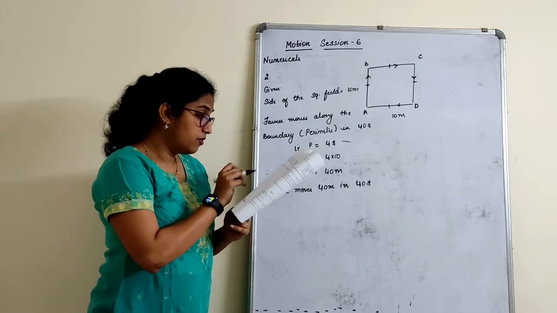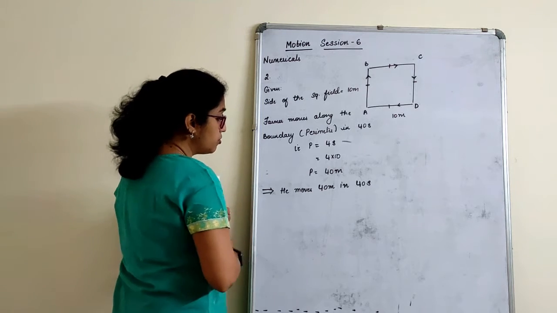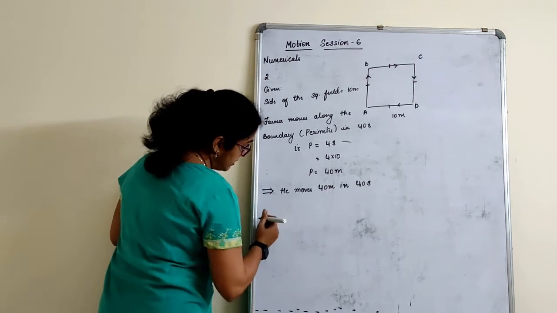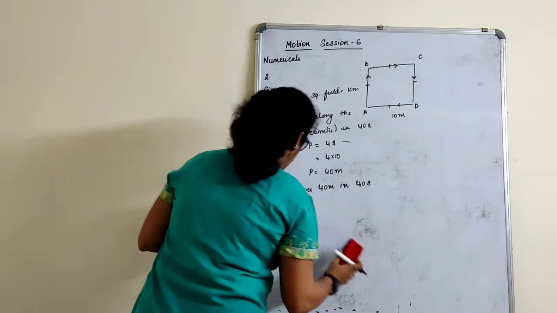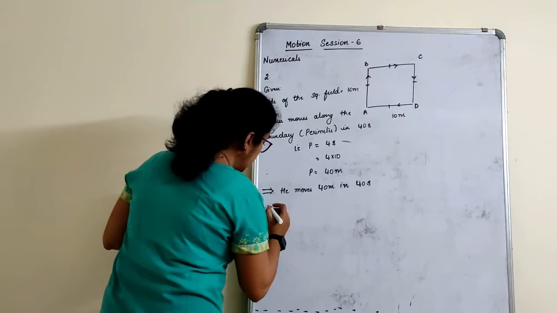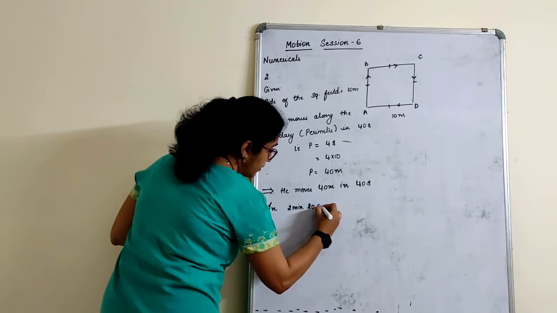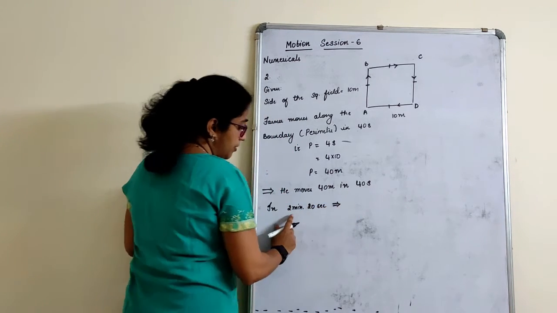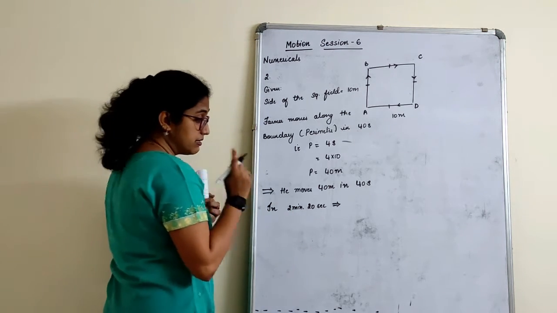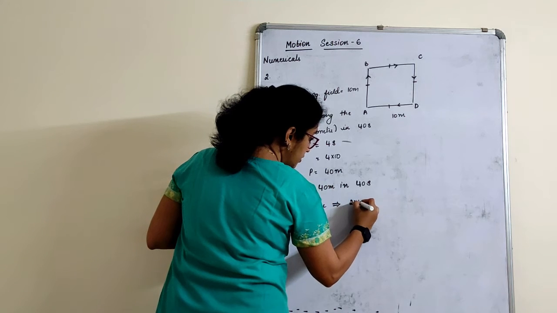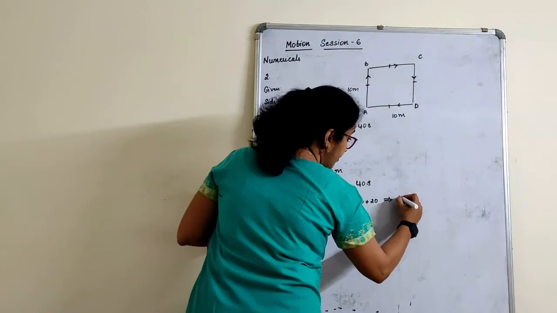Next. What is the next part? What will be the magnitude of the displacement of the farmer at the end of 2 minutes 20 seconds? So, if he is moving 40 meter in 40 seconds, then we will not take a displacement here quickly. We will just write here 2 minutes 20 seconds. We have to convert the whole thing in terms of seconds. Now, children, 1 minute is 60 seconds. 2 minutes is 2 into 60 plus 20 seconds, which is nothing but 140 seconds.